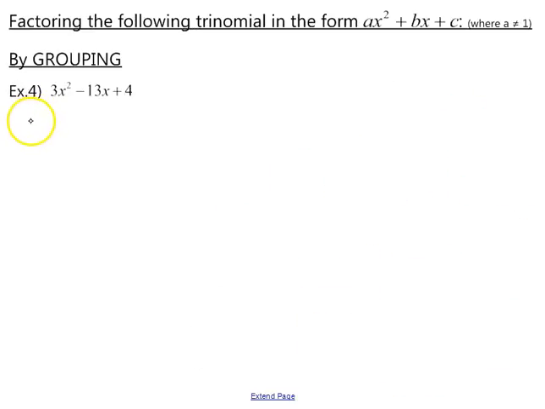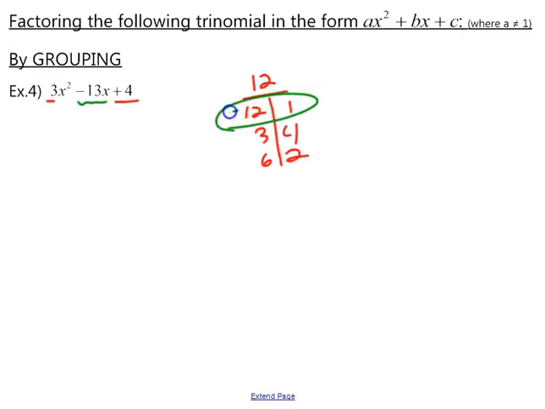So again, pause and try this on your own, and if you can't, just stay with me. So our first step is to multiply a times c. 3 times 4 is going to give us 12, and let's find the factors. 12 and 1, 3 and 4, 6 and 2. So ask yourself, which factors are going to add up to negative 13? We have 12 and 1, but both of them would have to be negative.